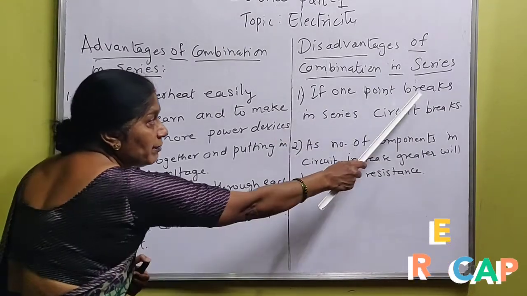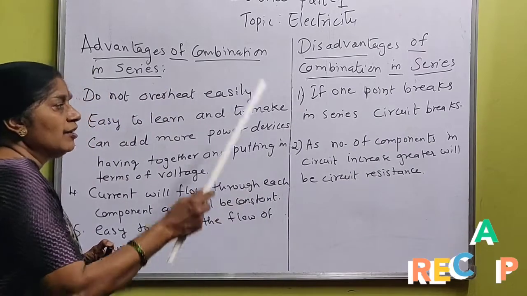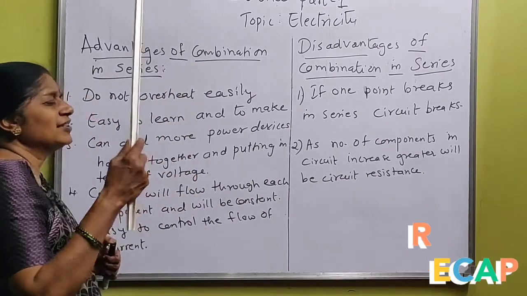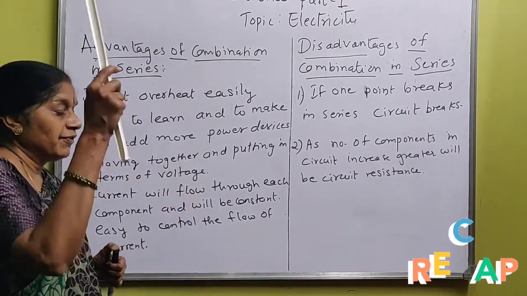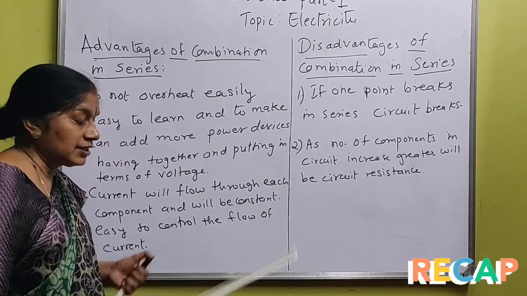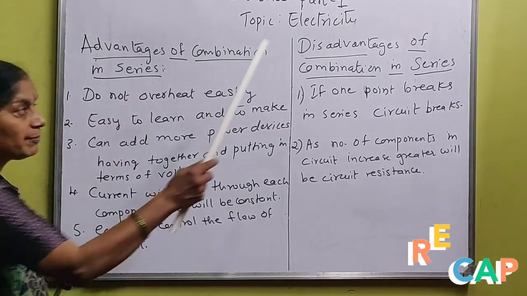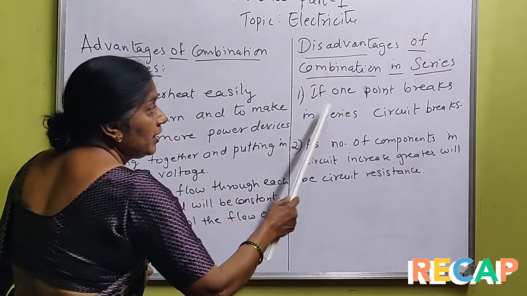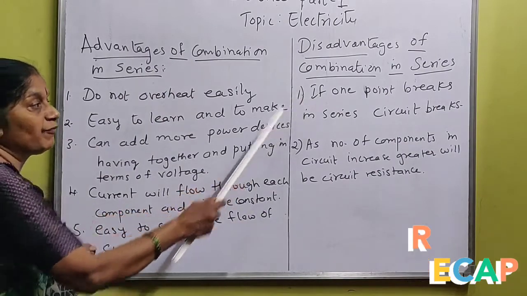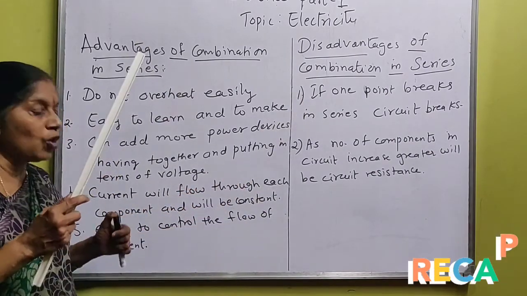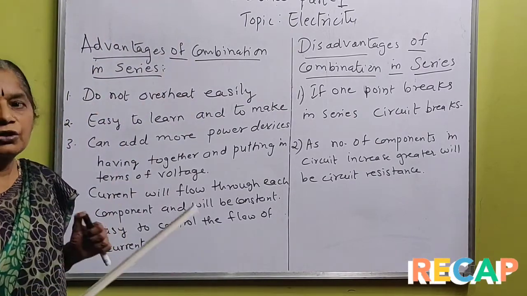So if one point breaks in series, the circuit breaks because the current is flowing from one device to the other device in the one path only. So if the first device does not accept the current, all the other devices also won't get the current. So there is a break in circuit if one point breaks in series. The serial set is a better example for this. If one of the bulbs does not glow, then the whole series will also not glow.